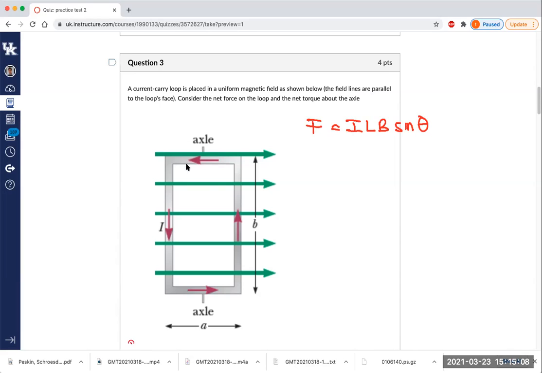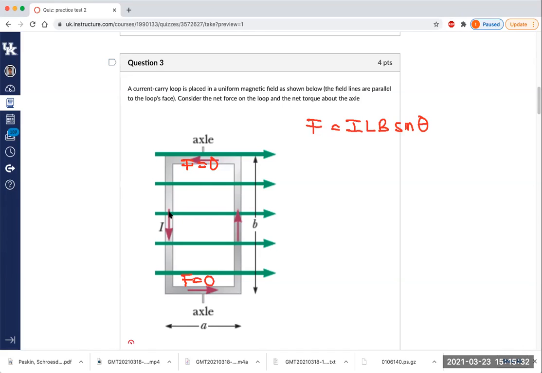For the top, the force is going to be 0. That's because the current and field are in opposite directions. So it's sine of 180 degrees. That's going to be 0. On the bottom, the force is 0. That's because the current and field are in the same direction. A sine of 0 degrees, that's going to be 0.